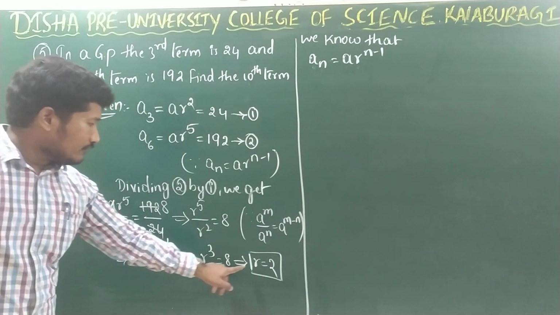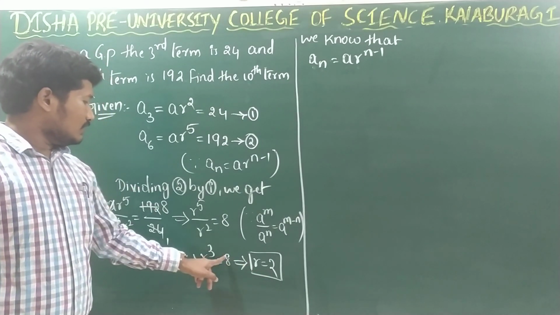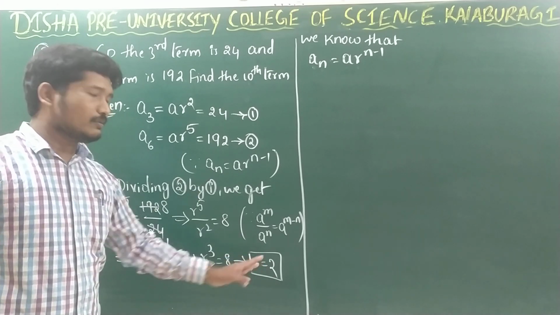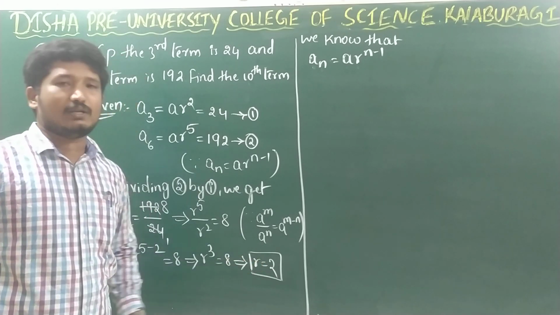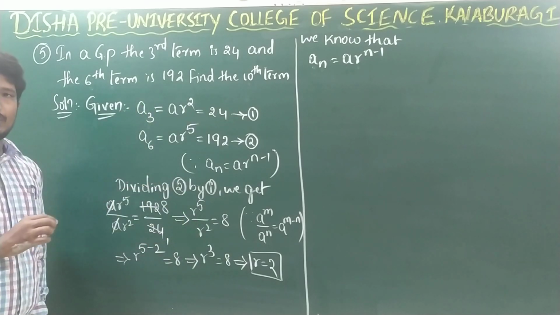That is, the cube root of 8 is equal to what? 2. 2 cubed is 8. So this can be written as 2 cubed. The powers are the same, so the bases will also be equal. So r is equal to what? It is equal to 2. So I hope you understood how I calculated the value of r.